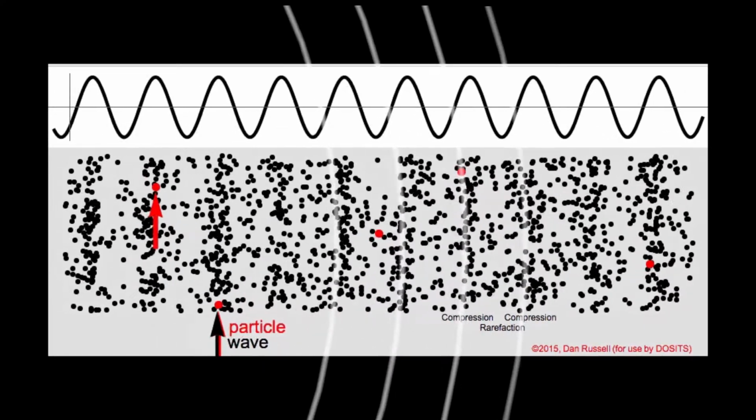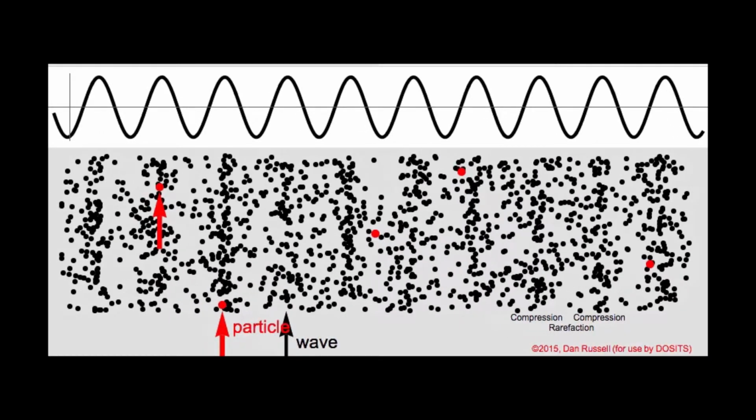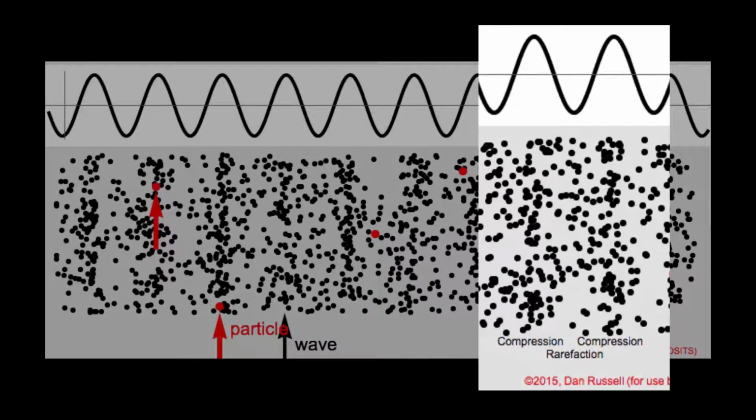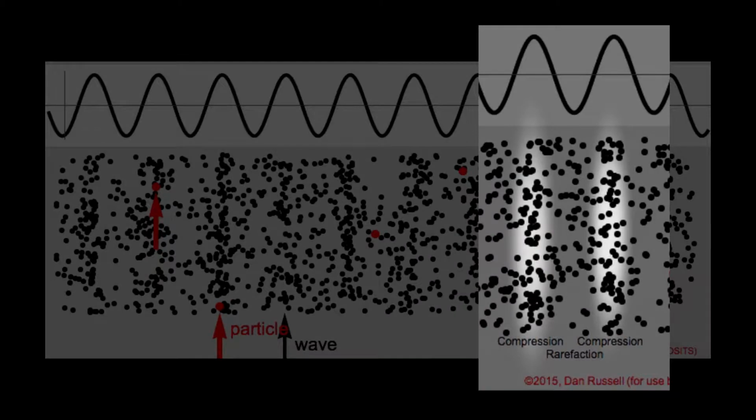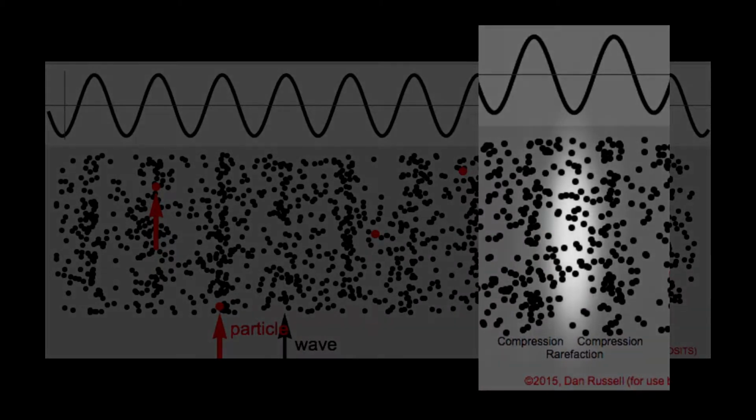A sound wave alternately compresses and expands whatever medium it is traveling through. The places where the particles are compressed are regions of high pressure. The places where the particles are pulled apart are regions of low pressure.